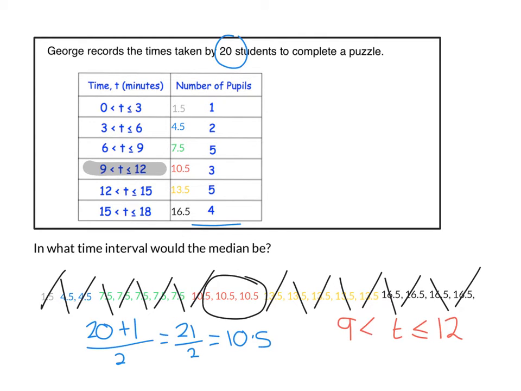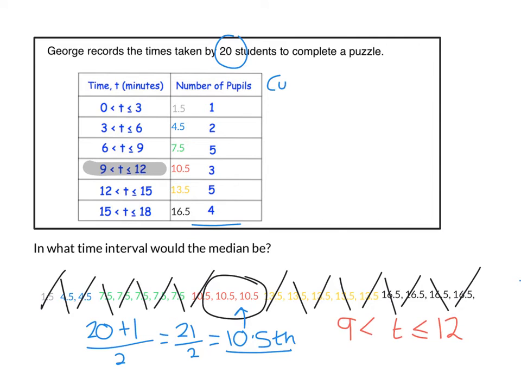Now this just happens to be, complete coincidence, the same number as this, but remember this is actually looking for the 10.5th number. Where would the 10.5th number be? Okay, it's just complete coincidence that the answer is actually 10.5. So to find where the 10.5th pupil would be, I need to find the cumulative frequency.